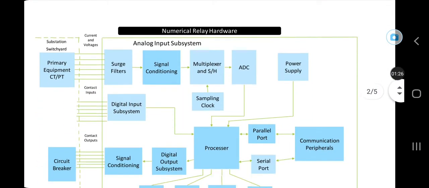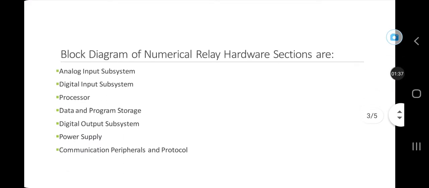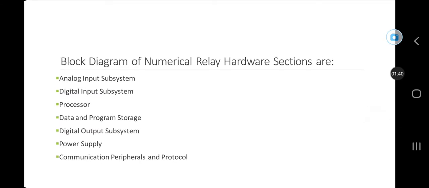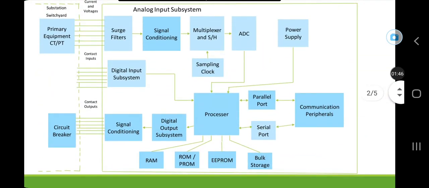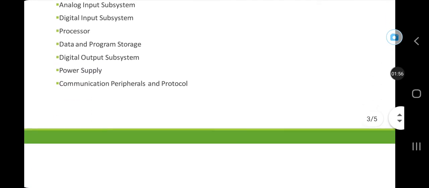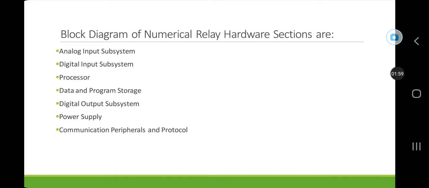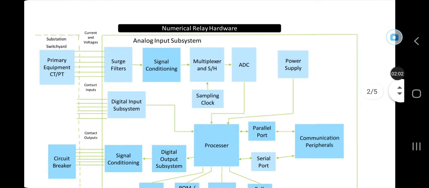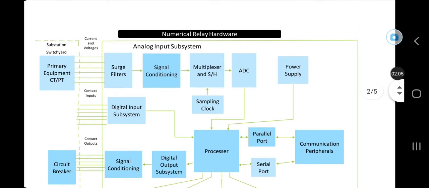And this is the block diagram of numerical relay hardware. In this block diagram, sections are there. They are normally the analog input subsystem, digital input subsystem, processor, data and program storage, digital output system, power supply and communication peripherals and protocol. So I will explain one by one.